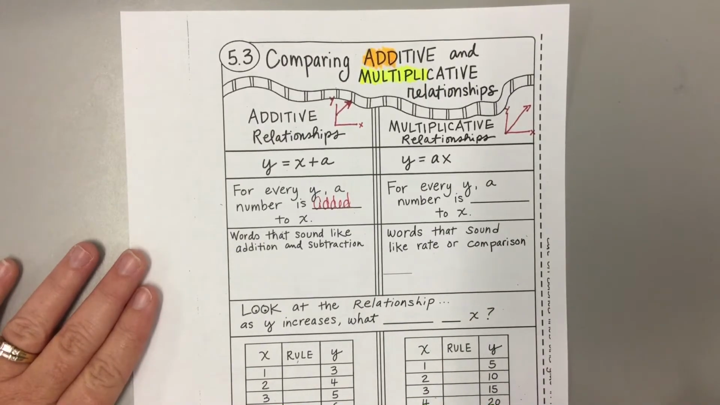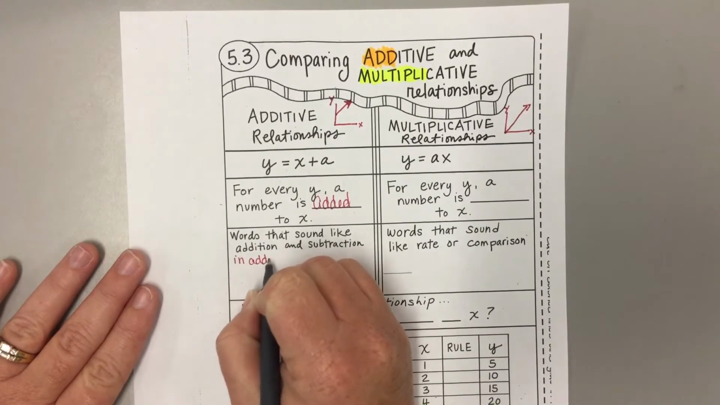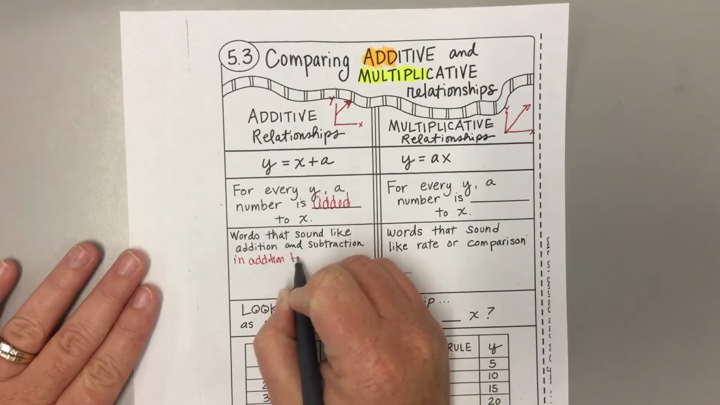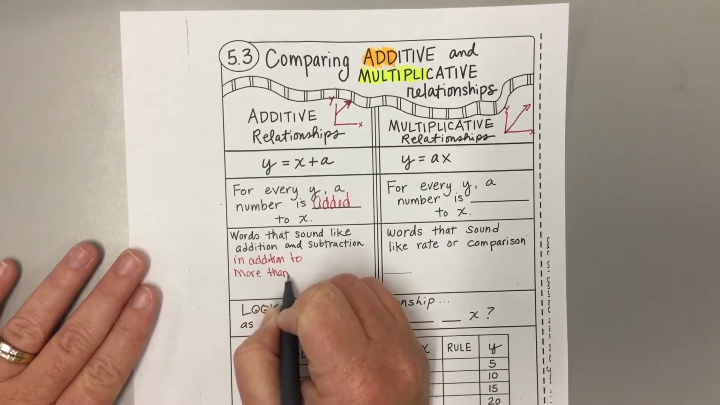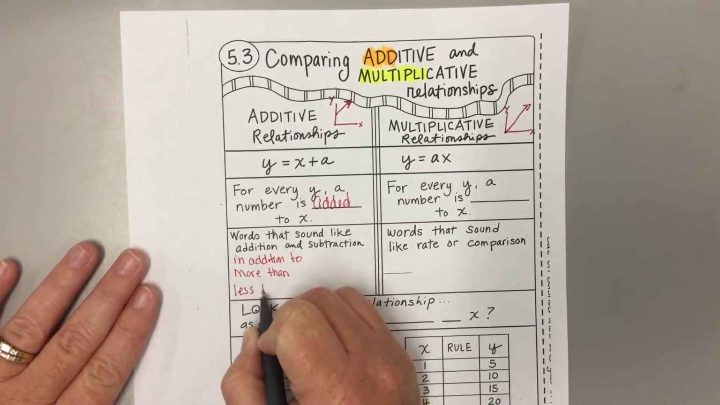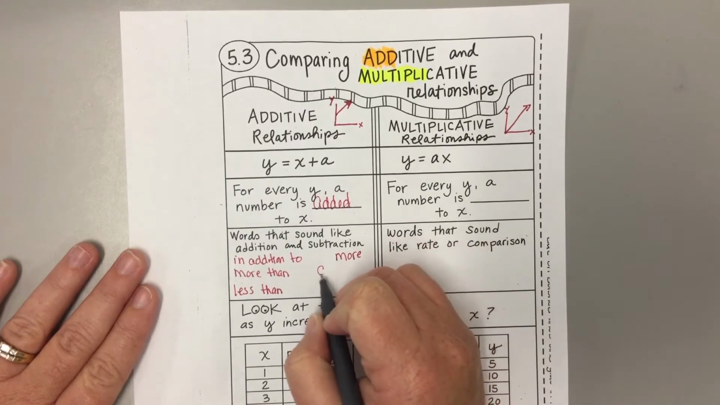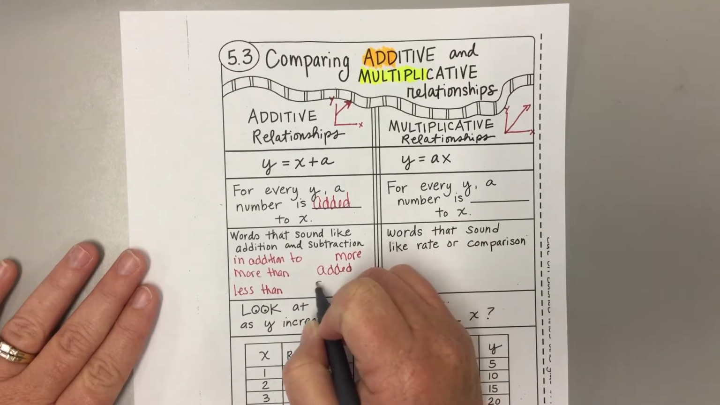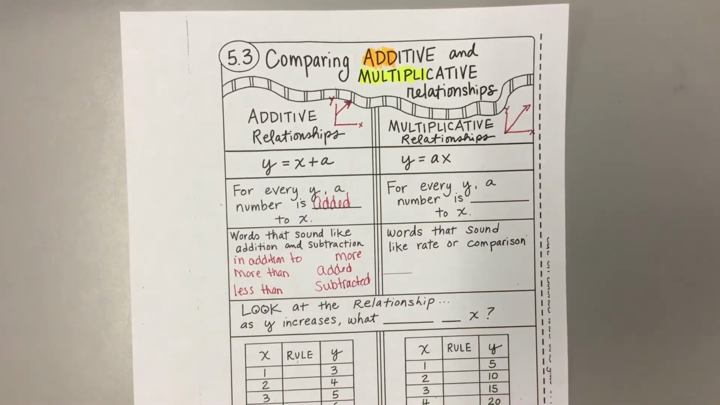All right, so some words that sound like we're going to be doing addition or subtraction, which would be the additive relationship, would be: in addition to, more than, less than, more, added, subtracted. Those are key words that say, hey, this is going to be an additive relationship.